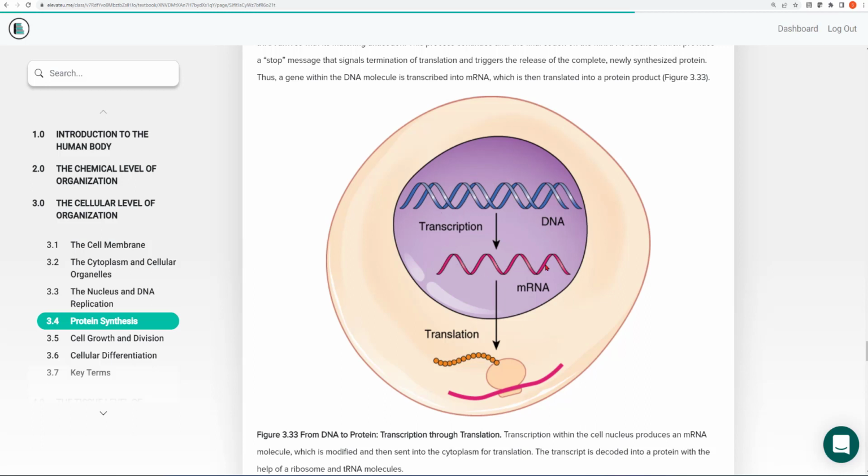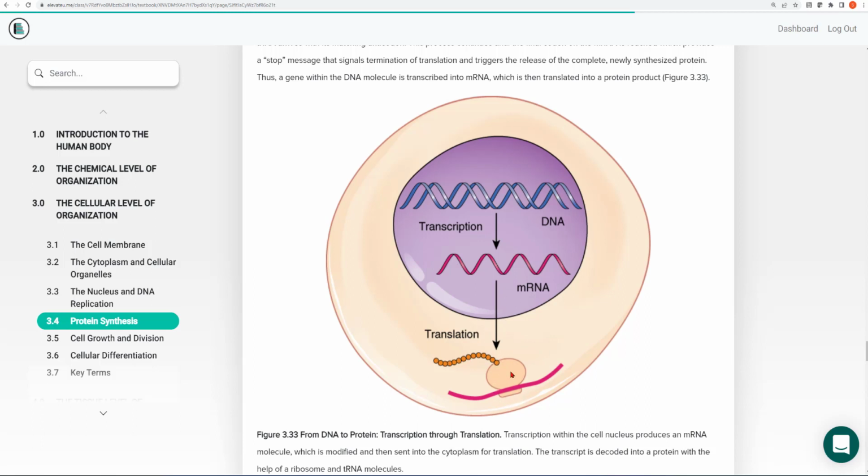Once the mRNA is made, remember there are nuclear pores in the membrane of the nucleus. The mRNA is going to come through those openings. It's going to come out into the cytoplasm where it is going to find the rough ER. The rough ER is not shown here. All we're showing is a ribosome.